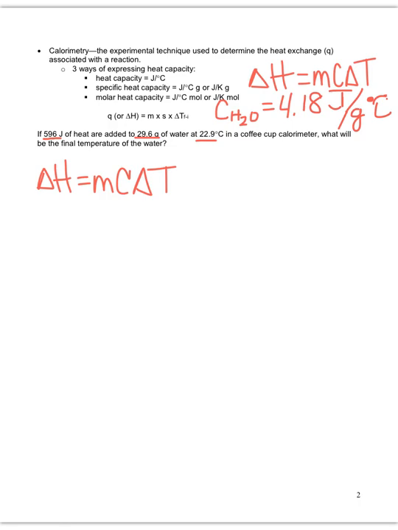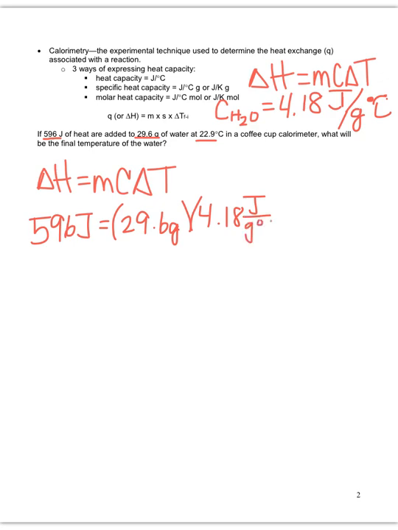All right, so let's plug in the numbers that we have. Delta H is 596 joules. The mass is 29.6 grams. The C value of water is 4.18. And then the change in temperature, remember, is final minus initial. We don't know what the final temperature is, so I'm going to put TF, final, minus the initial, which is 22.9 degrees Celsius.